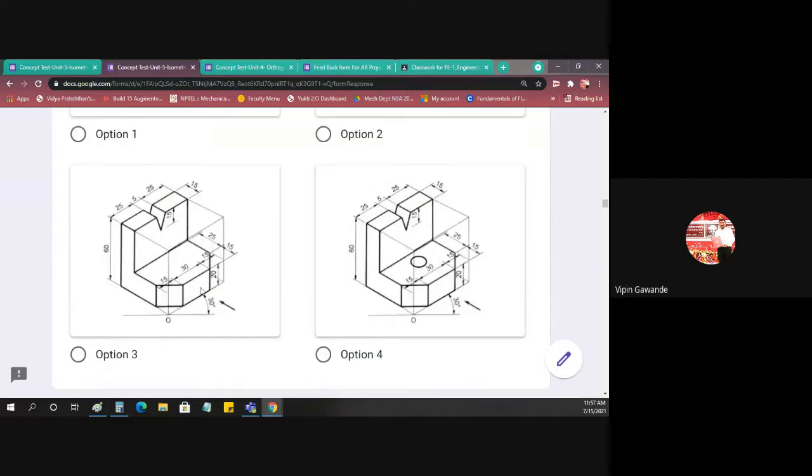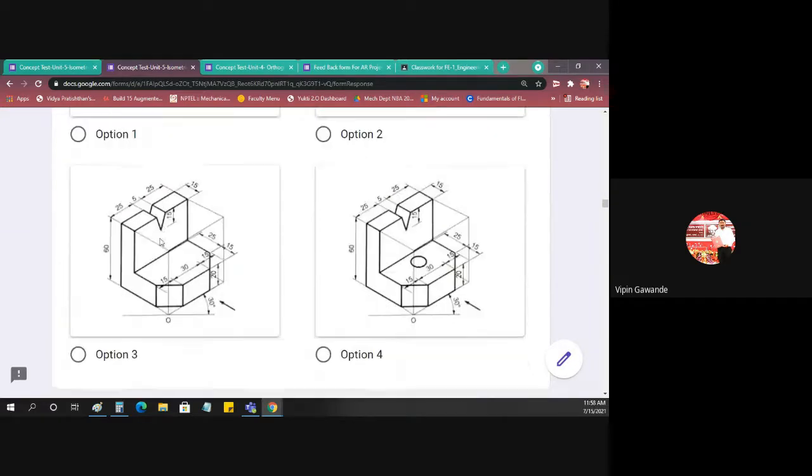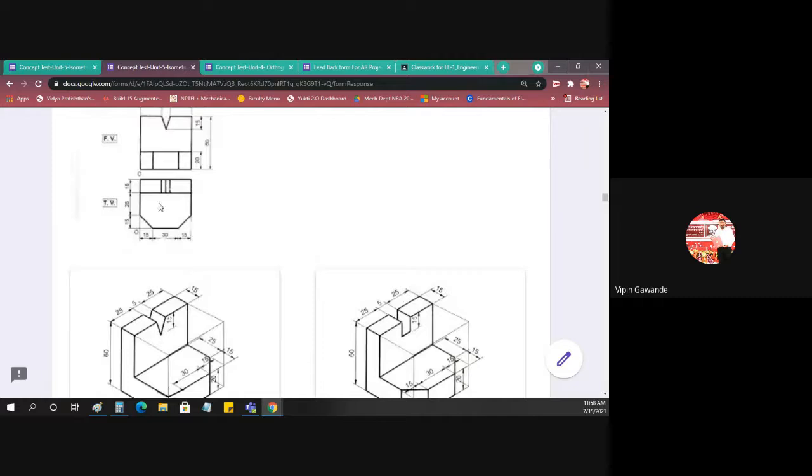So check now option number 3, with 1, 2 and 3 rectangles at the bottom. In the direction of the arrow, we'll get the front view, 1, 2 and 3, and then we'll get the V cutout. So the third option is correct for the front view. We got 1, 2, 3 rectangles and the V cutout. So that is the correct option. That is the front view. The front view is correct. Now let us check the top view.